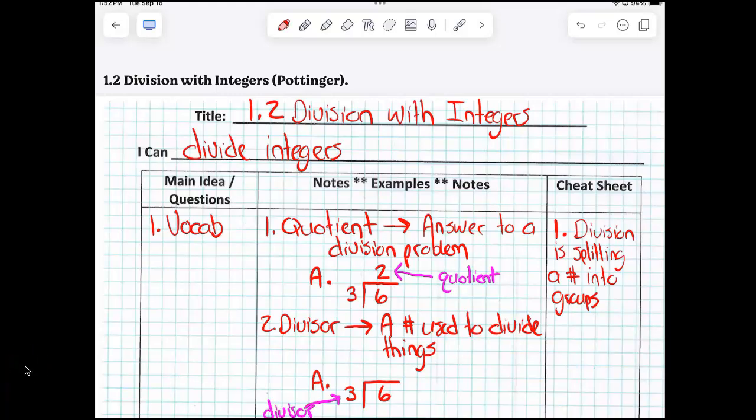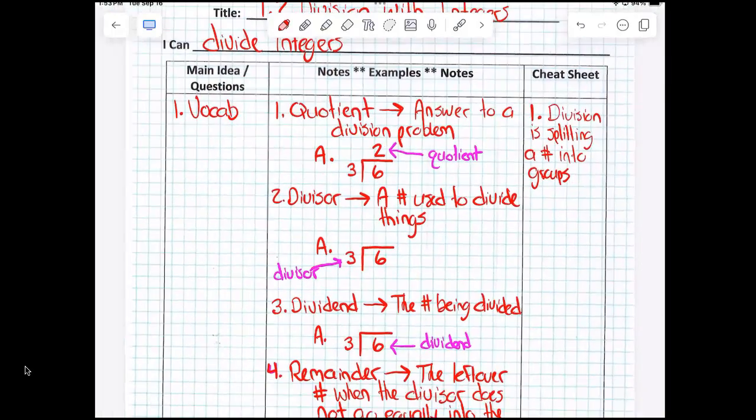All right, 1.2 division with integers. We just finished our second note of 25. Can you divide integers, yes or no? Yes. Let's review what we did. We talked about 4 vocab words here.